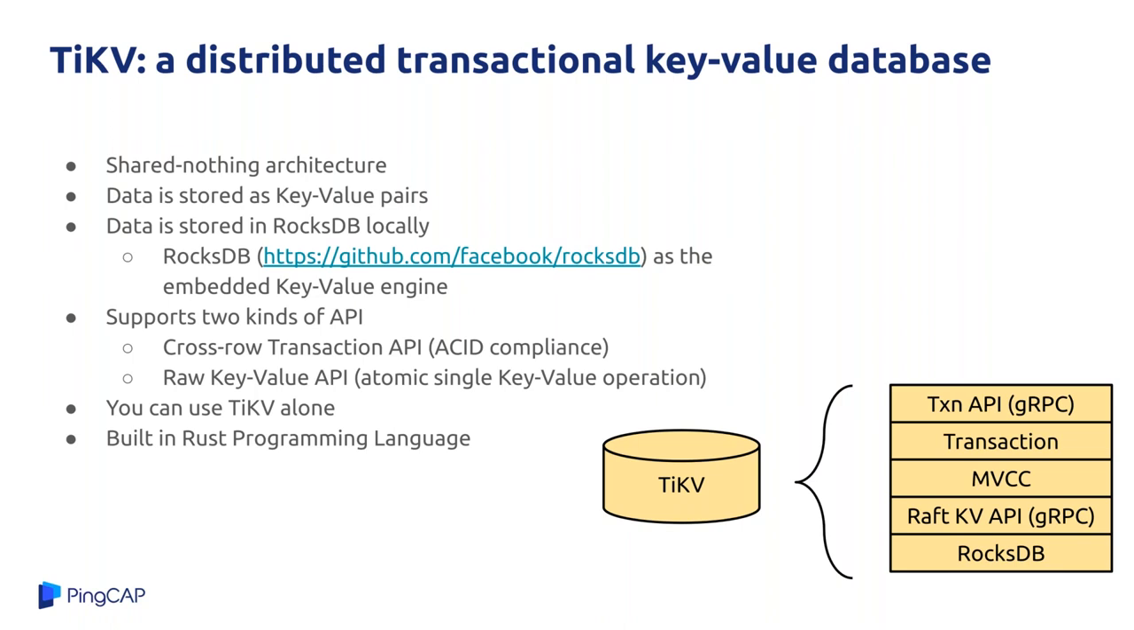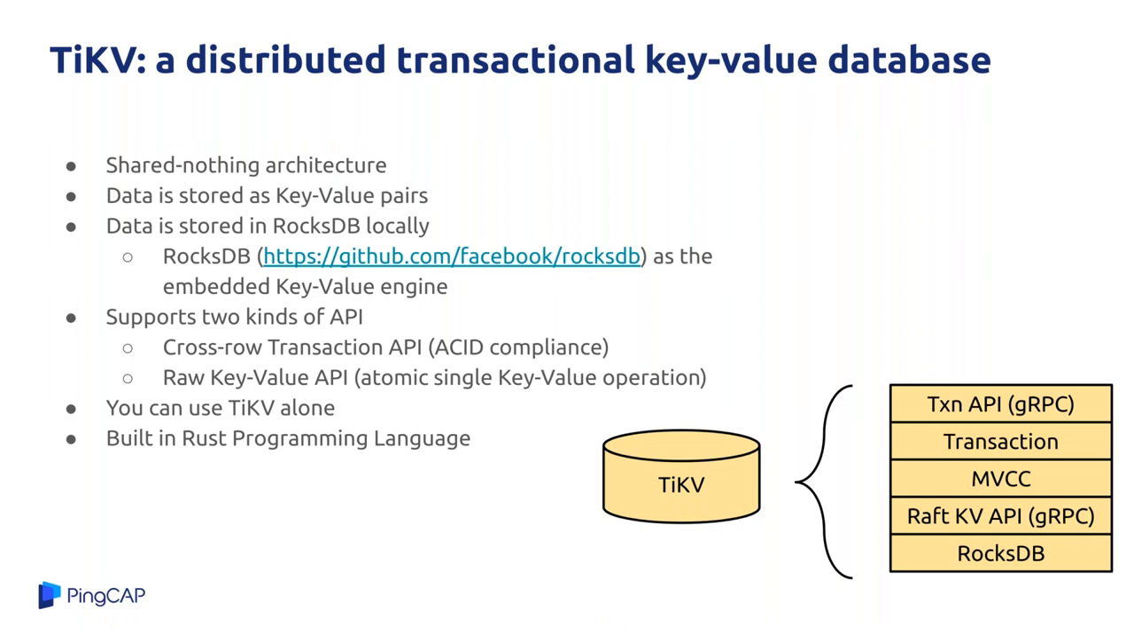And TiKV supports two kinds of API. One is the transactional API. For example, you can call the begin API, and you will get the transaction object, insert, update key-value pairs, do some mutations, and then you call commit. Either all the mutations are successfully executed or they all fail.